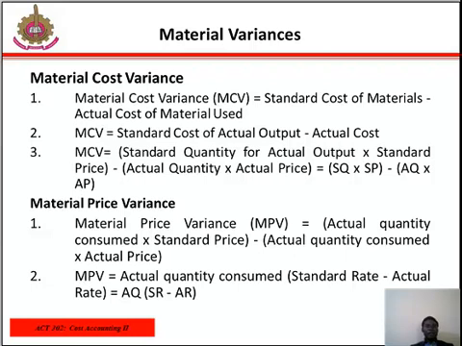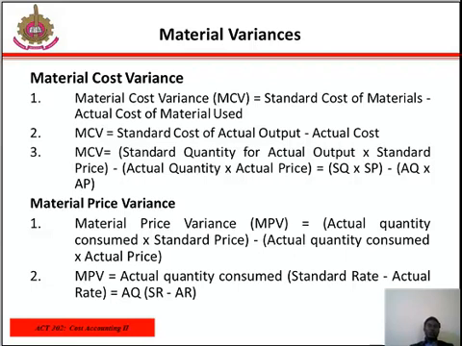Anyway, material variances. Material variance is the difference between the standard cost of direct materials specified for the output achieved and the actual cost of direct material used. The standard cost of material is computed by multiplying the standard price with the standard quantity for actual output, and the actual cost is computed by multiplying the actual price with the actual quantity.